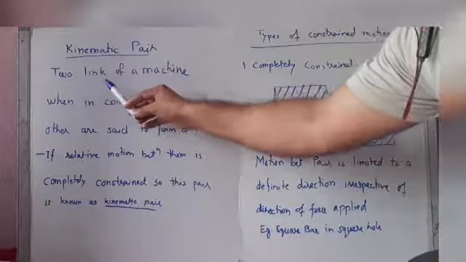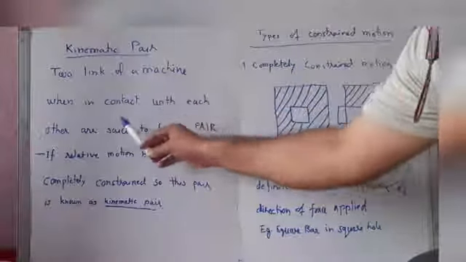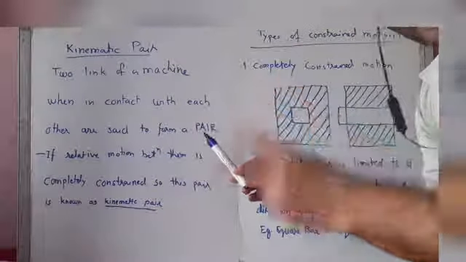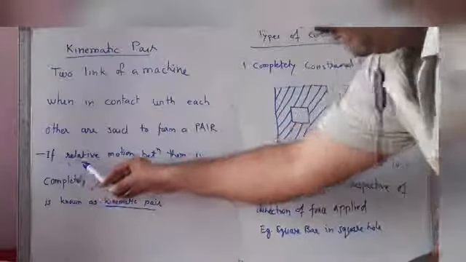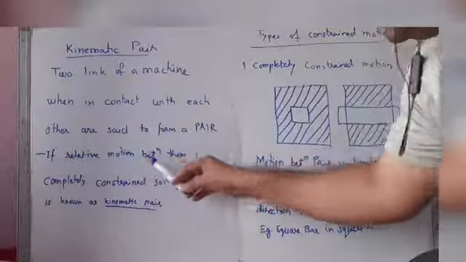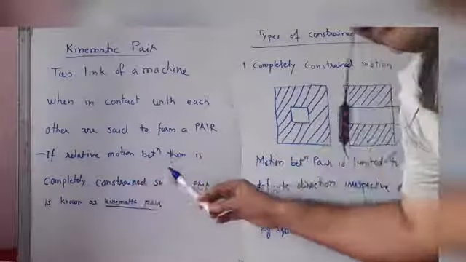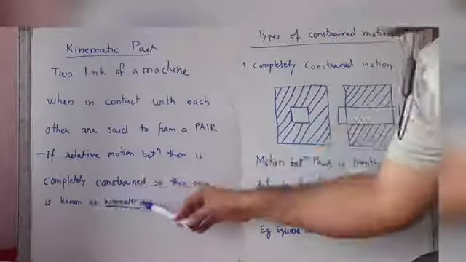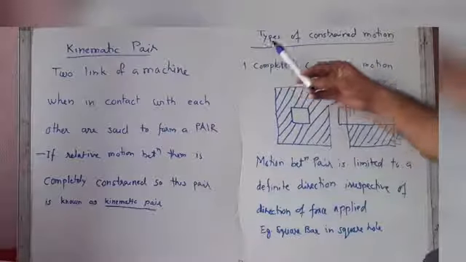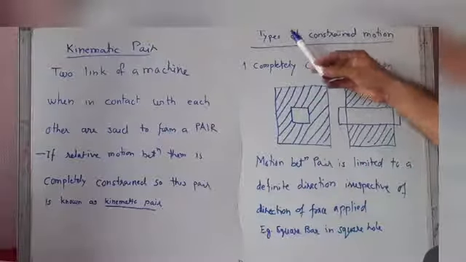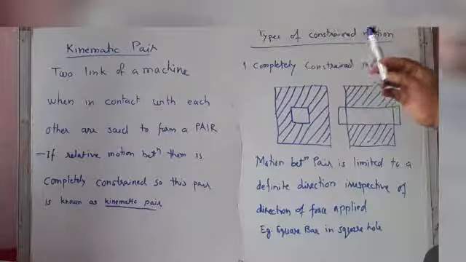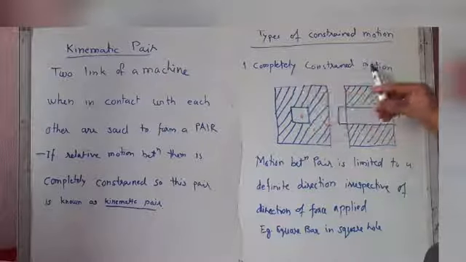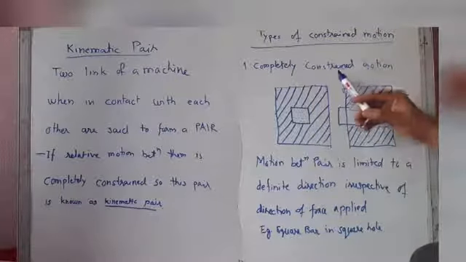Here, two links of a machine in contact with each other are said to form a pair. If two links are there, that is called a pair. And if relative motion between them is completely constrained, meaning no relative motion between them, this pair is known as a kinematic pair. Then, regarding the type of constraint on motion, there are three types of constraints. First, completely constrained motion, where all other types of motion are constrained.